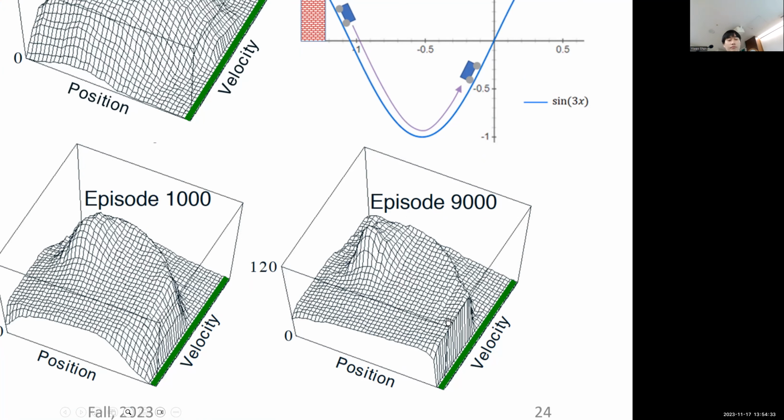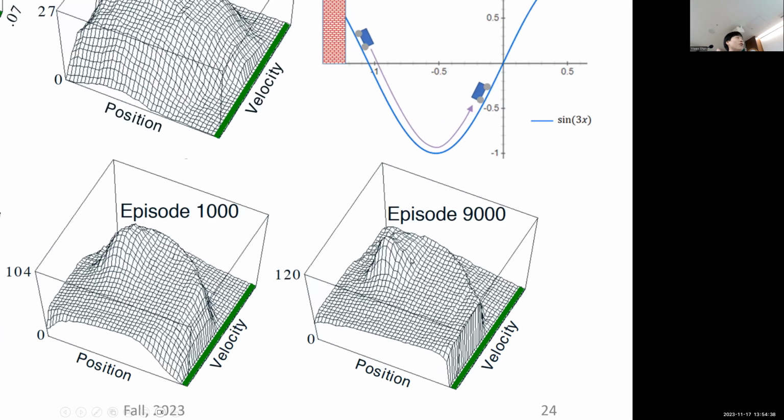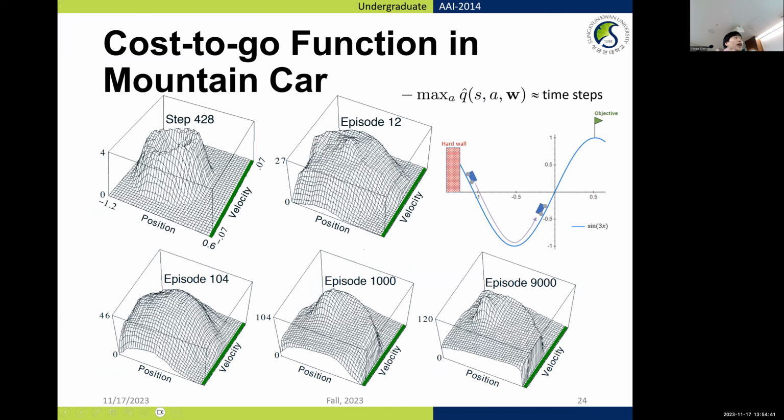So eventually, the algorithm generates an estimated optimal policy for this car in each position, in each state, with different velocities, showing what kind of optimal policy the car should use. Okay, this is how we can use the episodic semi-gradient Sarsa to get the optimal policy for this mountain car example.